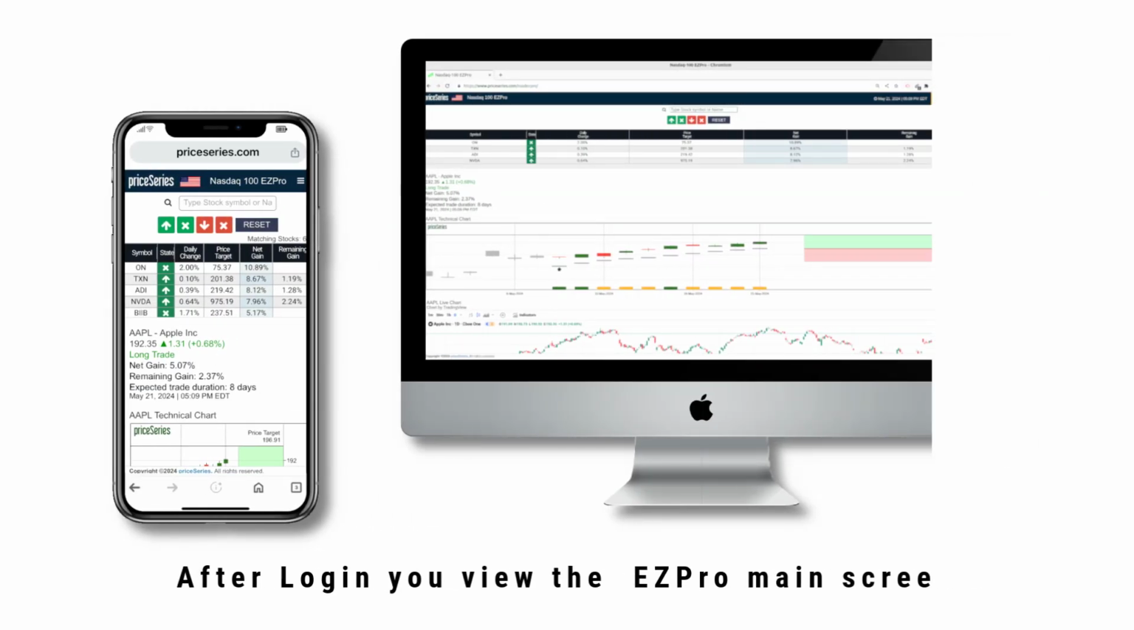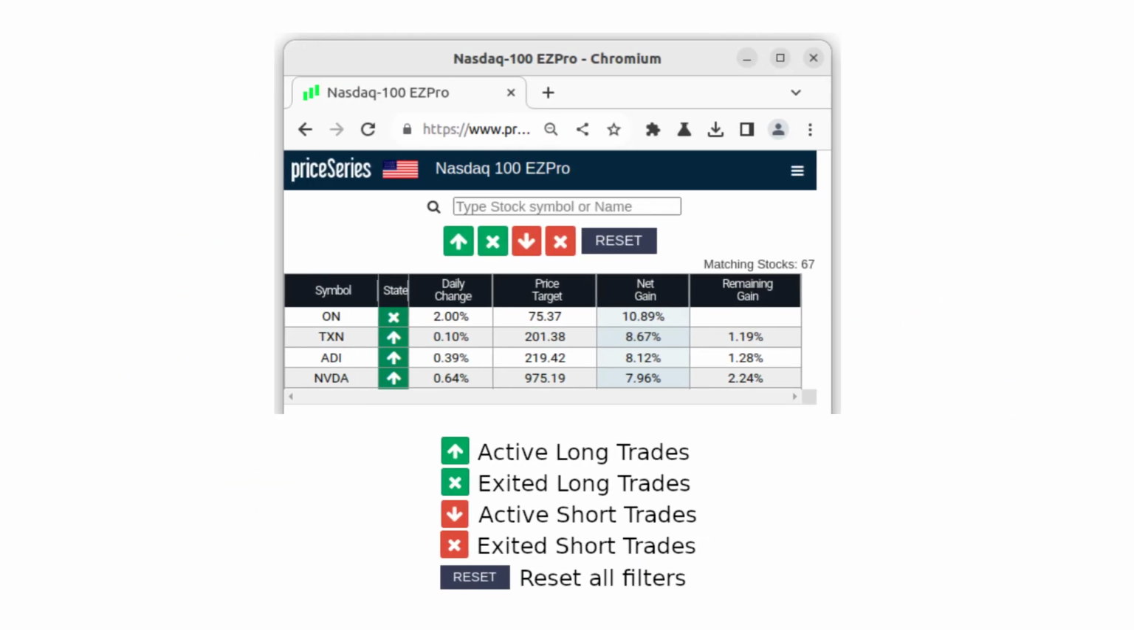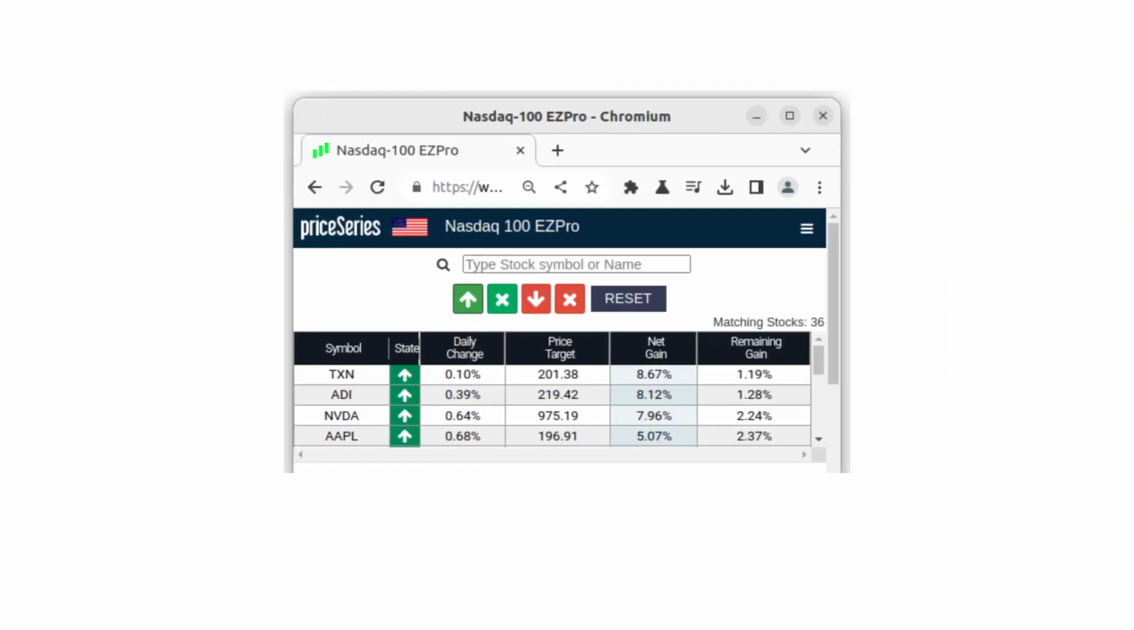The trades in the trades table have the following states. Green up arrow indicates an active long trade. Green cross indicates a long trade exited today. Red down arrow indicates an active short trade. Red cross indicates a short trade exited today. You can search for a stock by typing its symbol in the search box.